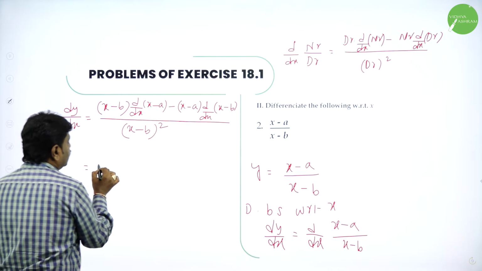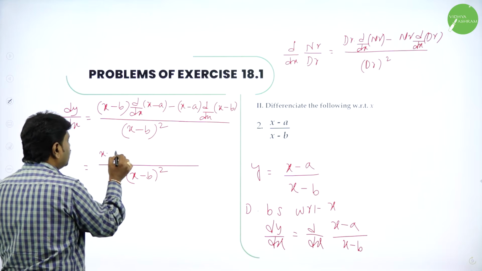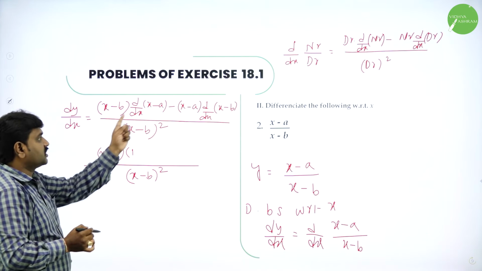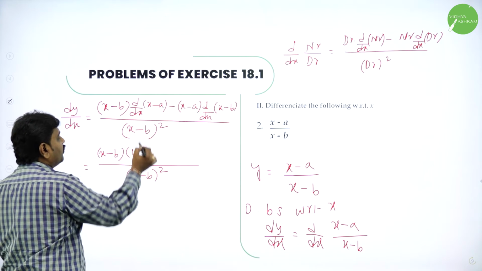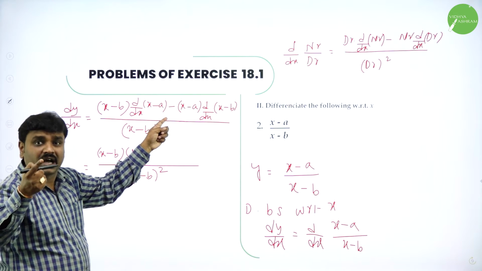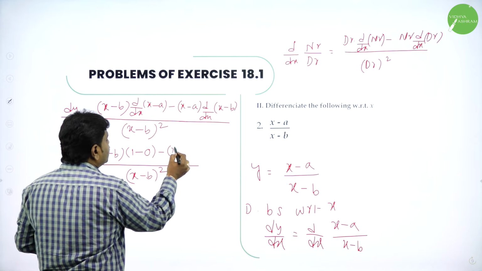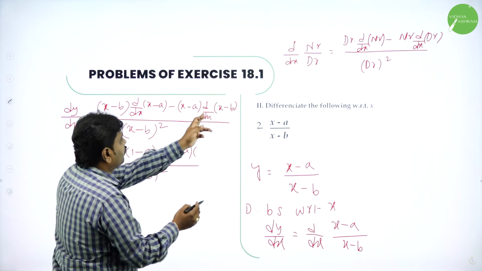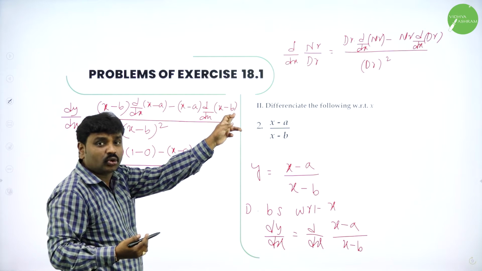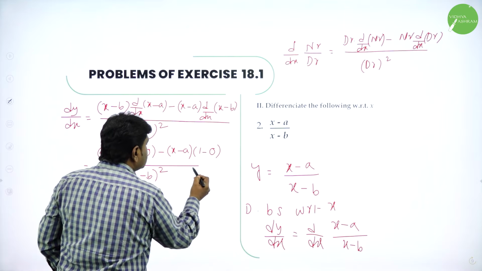So that is, in the denominator we have x minus b the whole square and numerator x minus b into d by dx of x is 1. Differentiation of x with respect to x is 1. In between you have minus. And what is derivative of a? What is a? A is what? Constant. So differentiation of constant is 0, minus x minus a into, what is derivative of x? 1 minus b. What is b? b is constant. I told you in rules all alphabets are constant. So b is constant, derivative of b is 0.